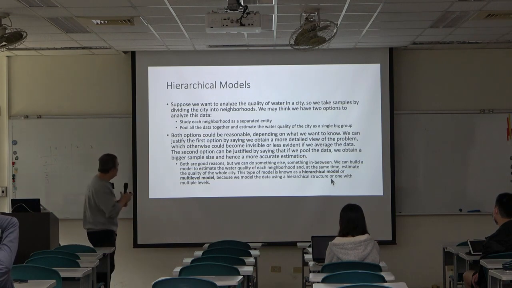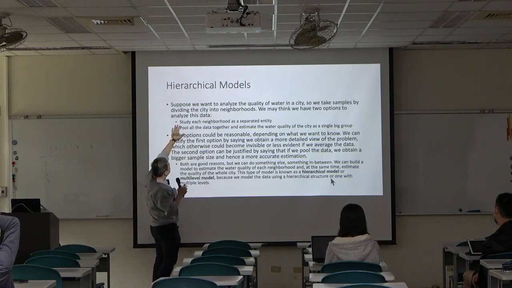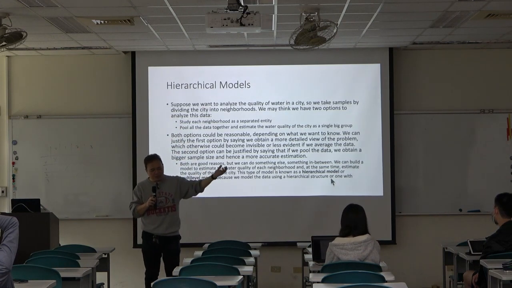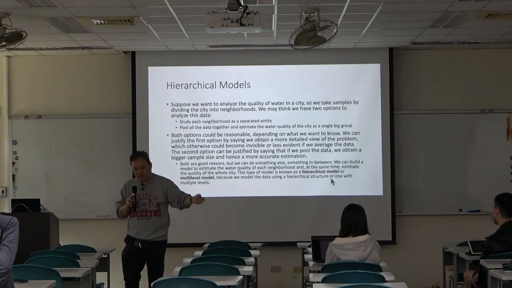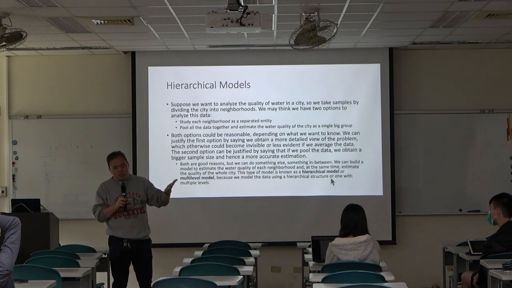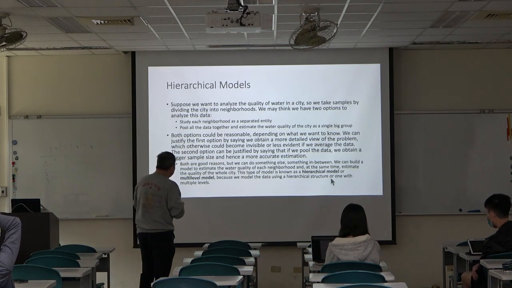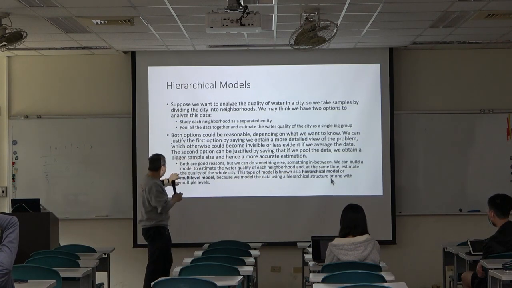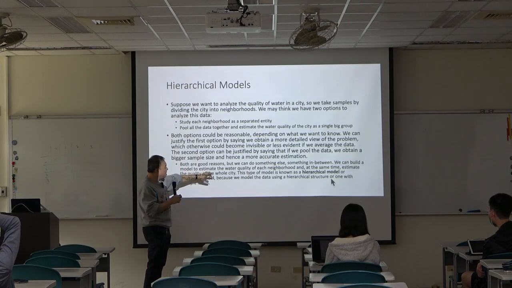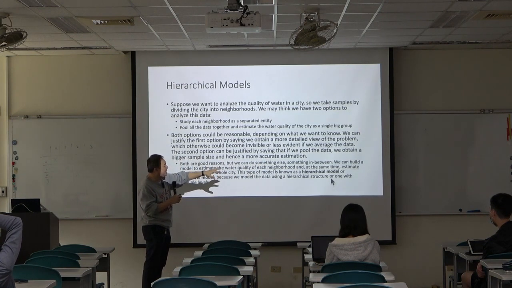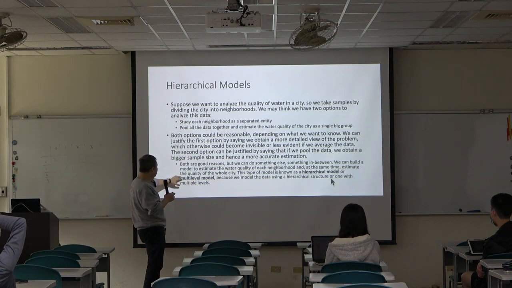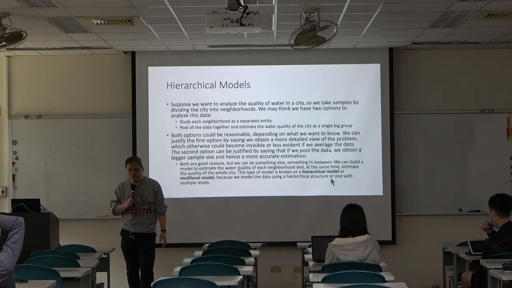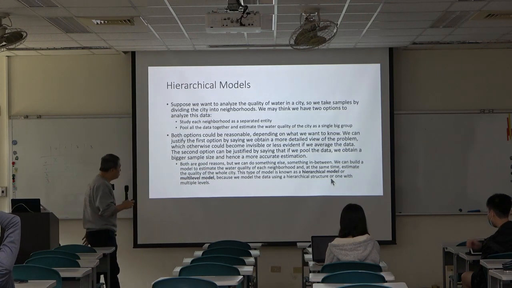If you take the first one and the second one, you lose something in between. Either you take the first one and lose some advantage, or you take the second one and lose some other advantage. So what we can do is something in between. We can build a model to estimate the water quality of each neighborhood and, at the same time, estimate the quality of the whole city. This can be done simultaneously. That's the beauty of the hierarchical model.